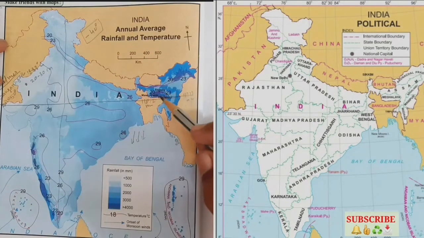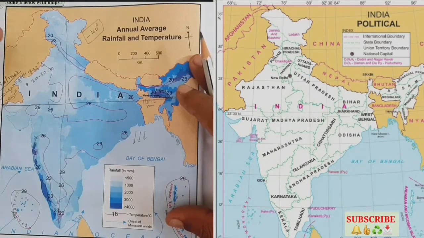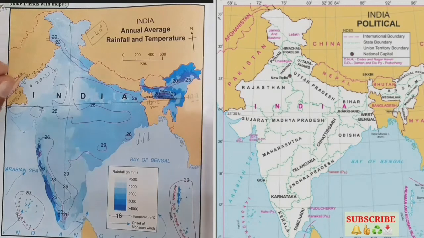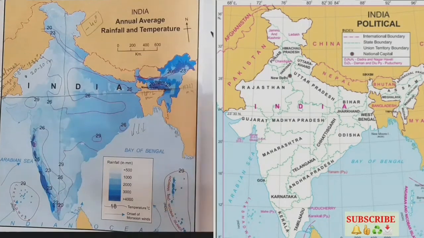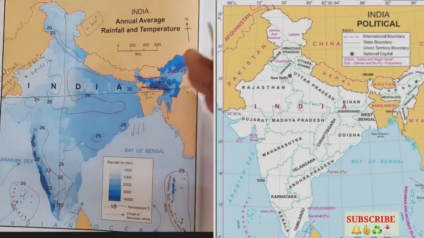Dear students, it is very important to understand that here in India we see diversity in climatic conditions. Here we can see the variety in climatic condition. And what is the reason behind the diversity in climatic conditions? Some physical factors affect the climatic conditions, for example, the latitudinal and longitudinal location of India.